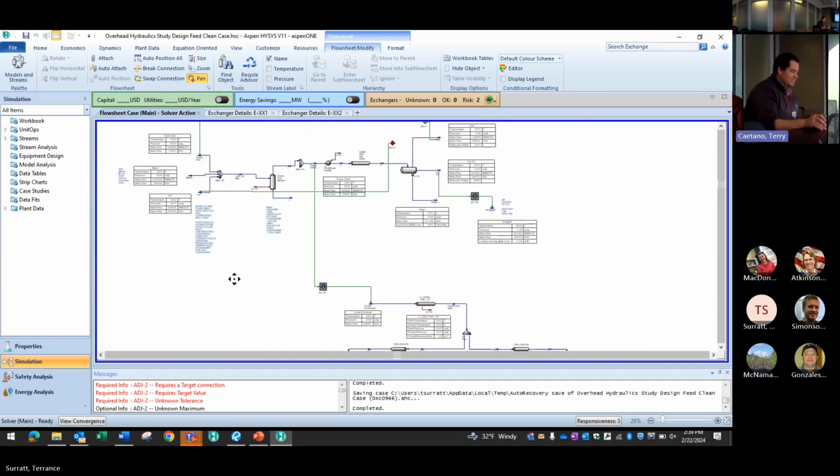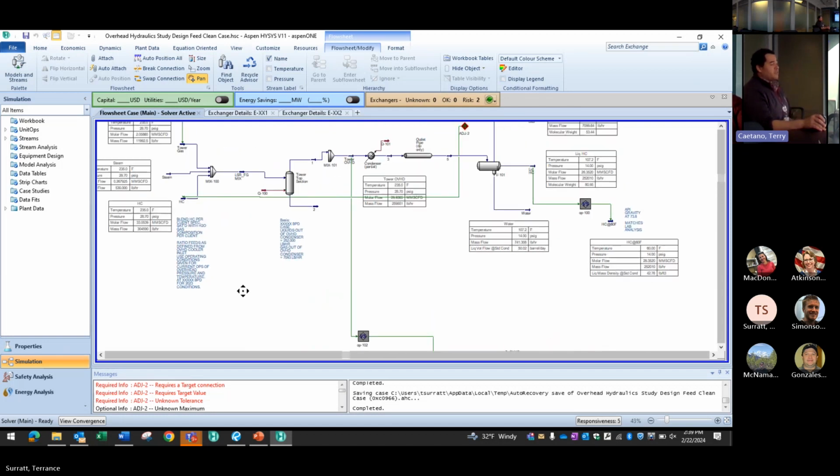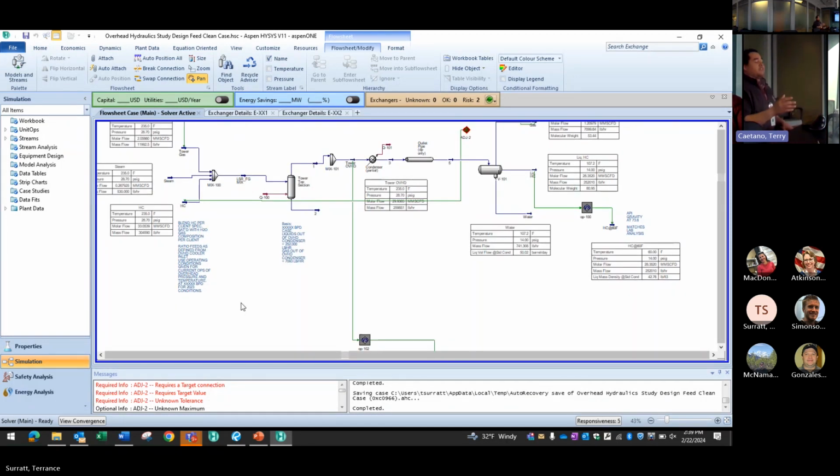Slight technical difficulties. So this is just an example of a steady state simulation we did looking at the overhead of a distillation column. And the goal here was to look at overall hydraulics and assess changes in rate, potential changes to equipment, and potential changes to piping sizes, and how that would all play in together.